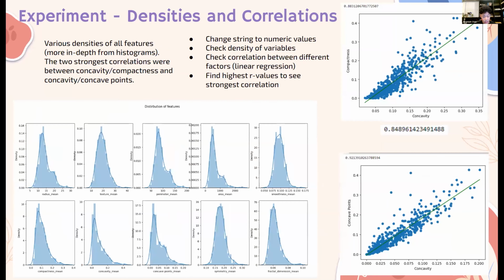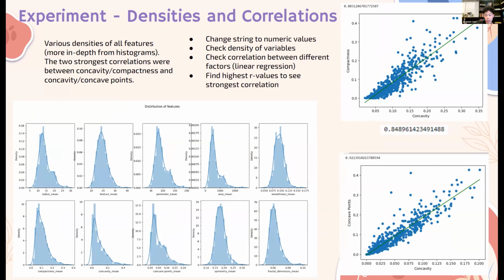Next, we found the densities of the different variables. To do this, we had to convert string variables such as diagnosis. The diagnosis column will tell us whether a patient had malignant or benign cancers. We had to convert those into numeric values to do mathematical functions to them. And then from this, we can see where the most frequent value of each variable is based on the bell curve, which accounts for frequency and measurements.